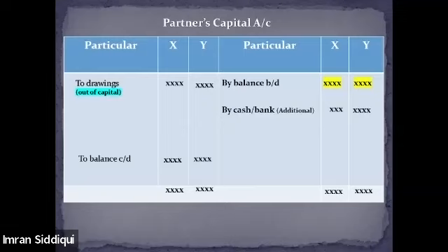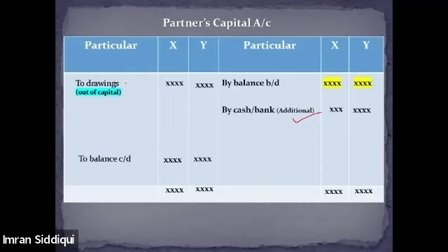Now, this is the format for the partner's capital account. As you can see on the credit side, we start with the opening balances of the partner, which will be there in the question. And if further addition has been made, then such addition will be indicated on the credit side of the partner's capital account by the name of by cash on the credit side.